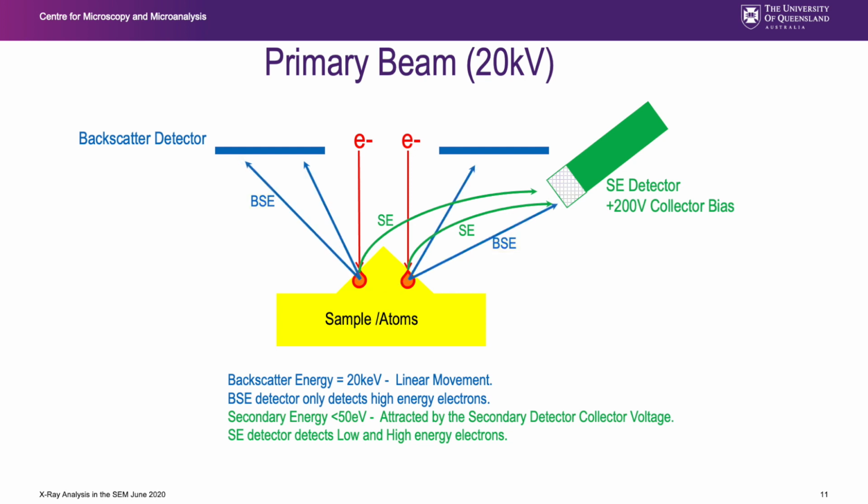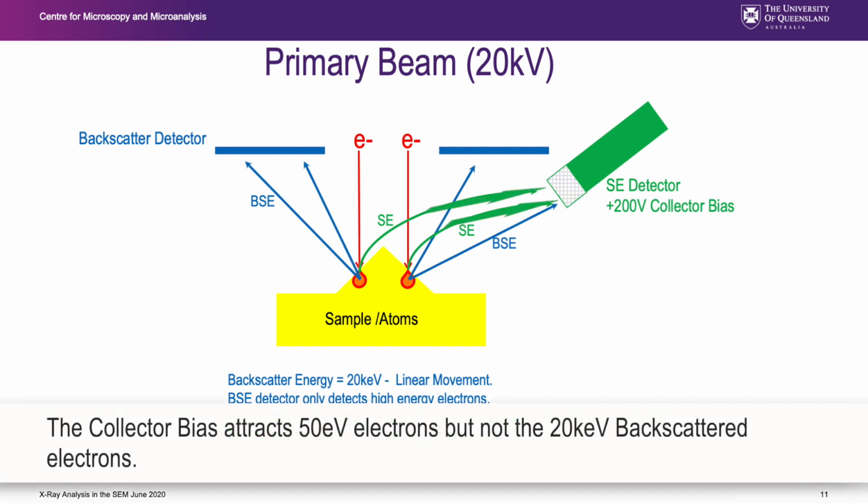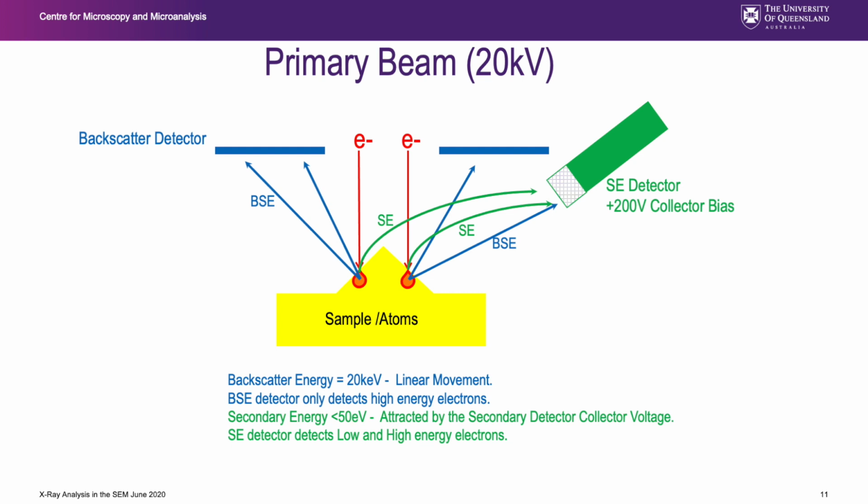Now, secondary electrons are different. They are weak, less than 50 eV in energy, and so my secondary electron detector off to the right here has in front of it a cage that has something like positive 200 or 300 volts on it, and that's called the collector bias. 200 or 300 volts has the ability to attract 50 eV electrons, but not the ability to attract 20 keV backscatter electrons. So this voltage is chosen to be above a typical SE energy, but below a typical BSE energy.